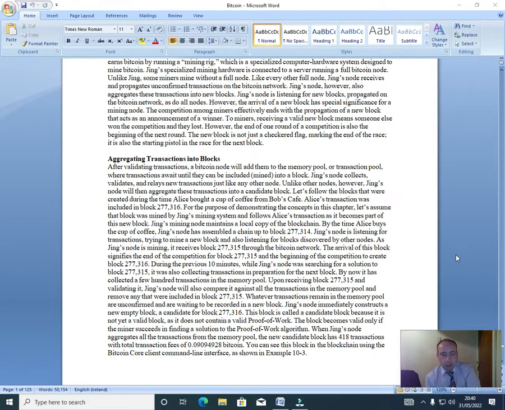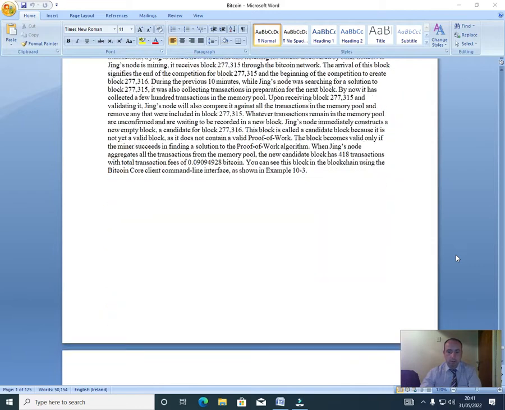When Jing's node aggregates all the transactions from the memory pool, the new candidate block has 418 transactions with total transaction fees of 0.0909498 bitcoin. You can see this block in the blockchain using the Bitcoin Core client command as shown in figure 10-3.